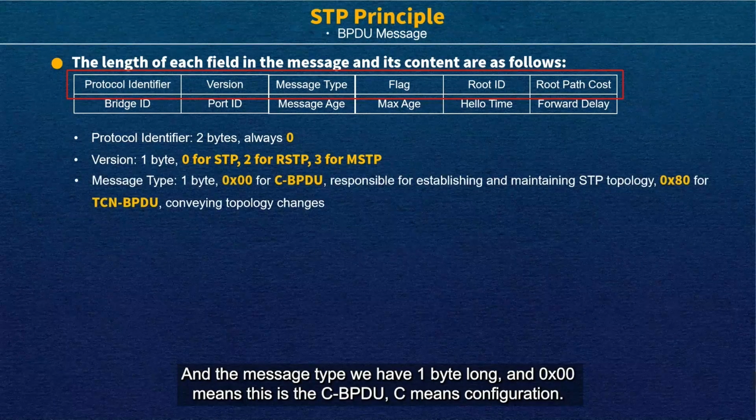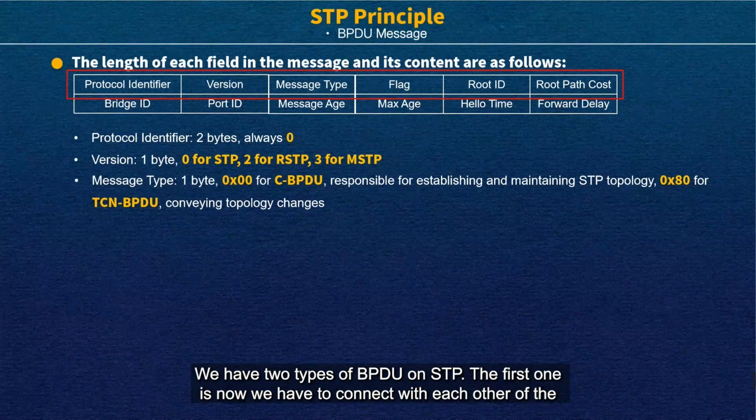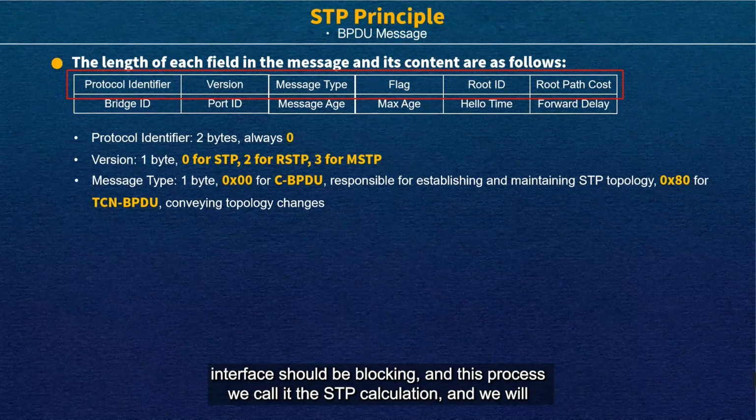And the message type is 1 byte long. 00 means this is a Configuration BPDU, C means configuration. We have 2 types of BPDU in STP. The first one is used when the switches connect with each other and we have to calculate which interface should become DP, which should become RP, and which interface should be blocking.